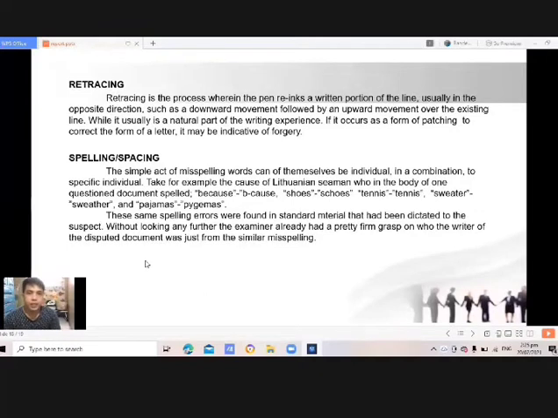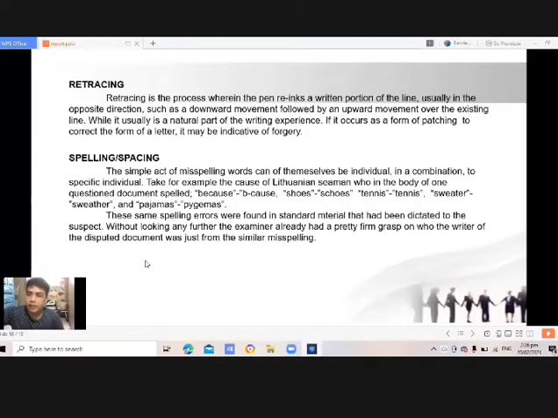Retracing is the process wherein the pen inks a written portion of the line, usually in the opposite direction, such as downward movements, followed by upward movements over the existing line. While it usually is a natural part of the writing experience, if it occurs as a form of patching to correct the form of a letter, it may be indicative of forgery.